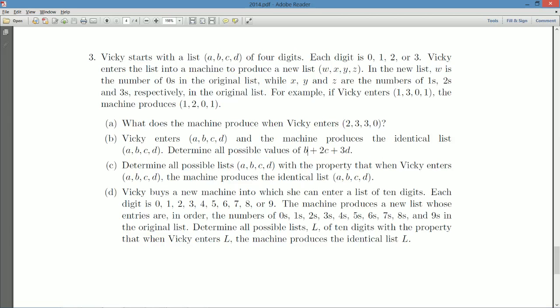So we put A, B, C, D in, and we got that back out. So the list that we got out just describes the original one. So there are A many zeros, there are B many 1s, C many 2s, and D many 3s in the original list. And you'll notice we could think of this as 0A plus 1B plus 2C plus 3D, and I bet that's a bit of the key.